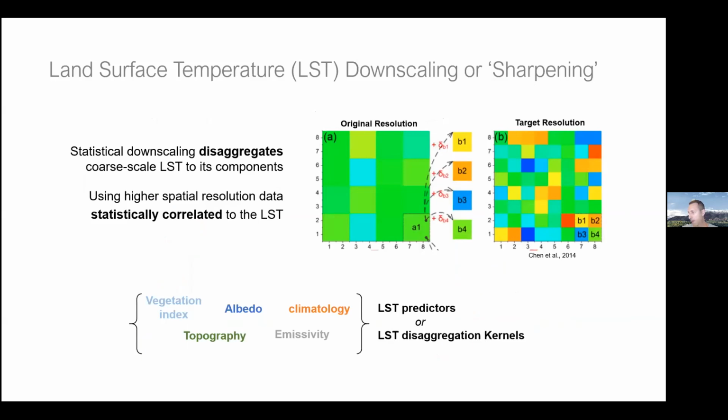And I guess I'm going a little bit over right now, but for the last few slides, I'll just show you some examples of the downscaling or sharpening technique where we increase the spatial resolution of the Ecostress data. And we do this by using what we call LST predictors. These are other types of variables that have a higher spatial resolution that we can get from, for example, the Landsat satellite. These include vegetation indices, albedo in terms of reflectivity, climatology, and so forth.